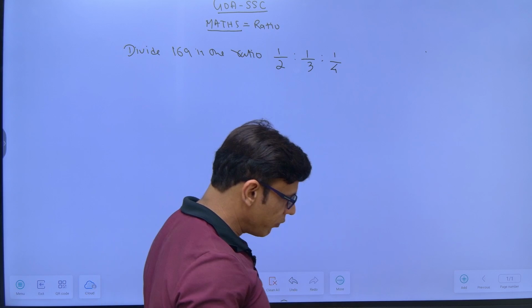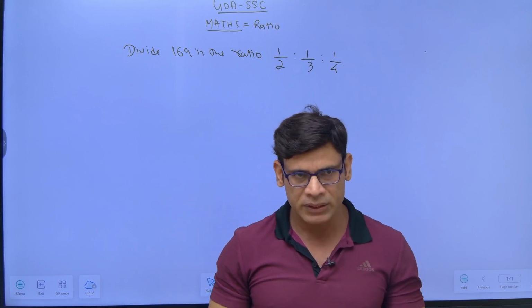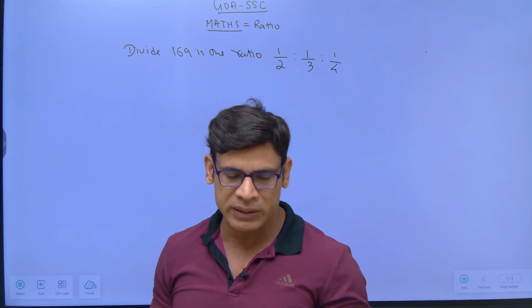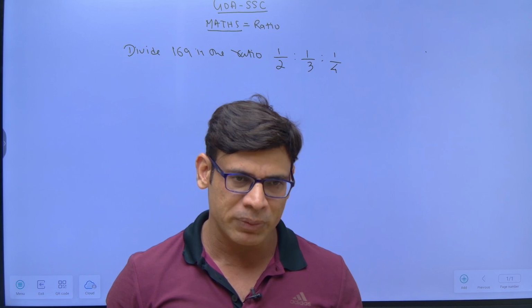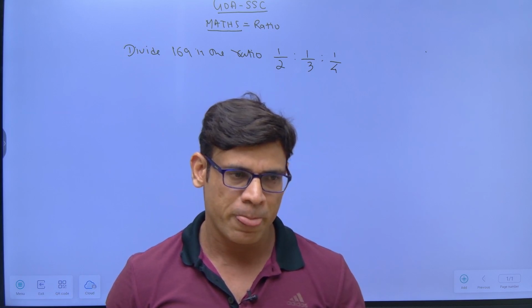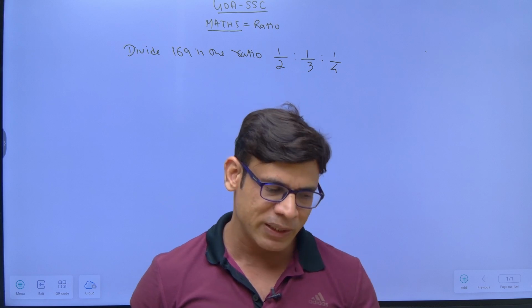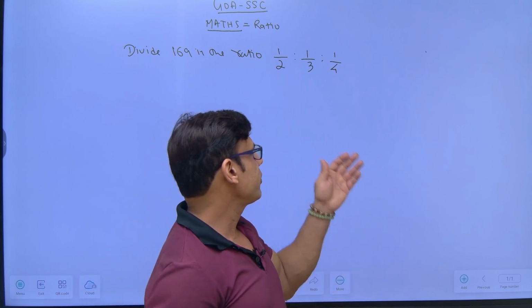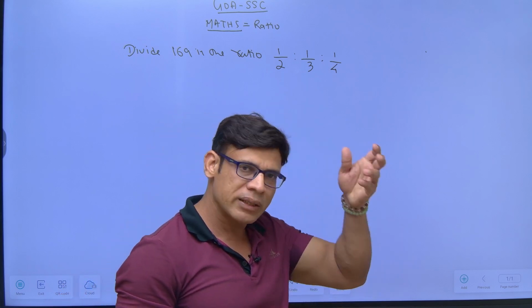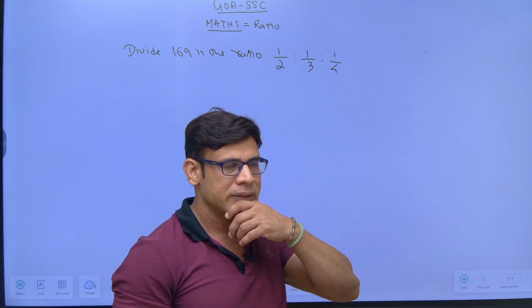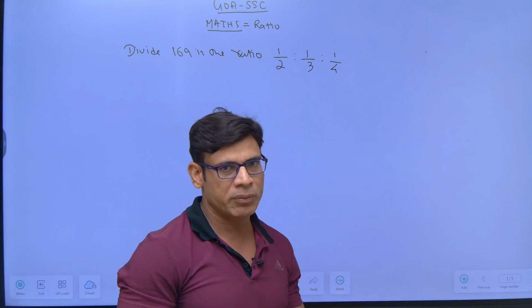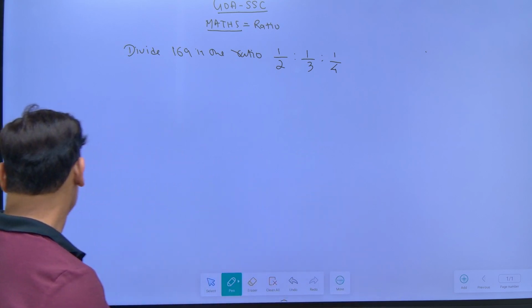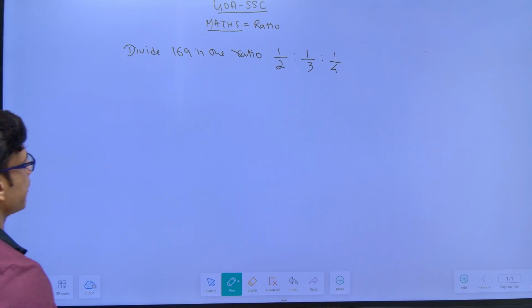The moment you have fractions, see, we don't like fractions. We don't like decimal numbers. If I ask you to add 2 plus 3 plus 4, you'll simply say answer is 9. But if I ask you to add 1 by 2, 1 by 3 and 1 by 4, you'll have to do the LCM thing and then add it. And then how to find out the value of these three parts. So one part is 1 by 2, one part is 1 by 3 and third part is 1 by 4.